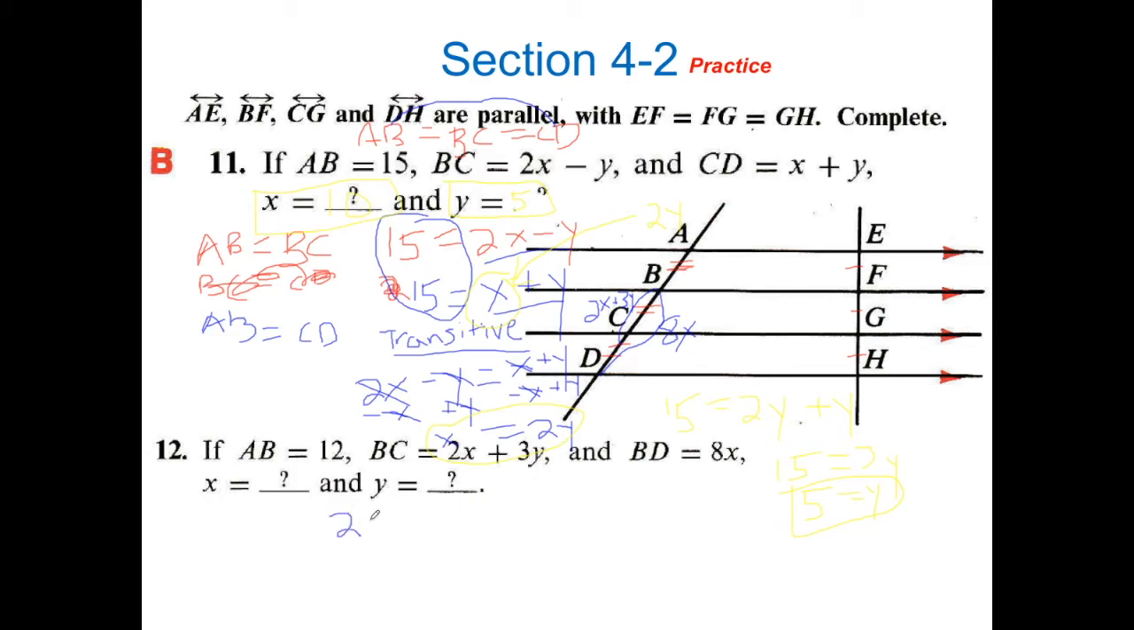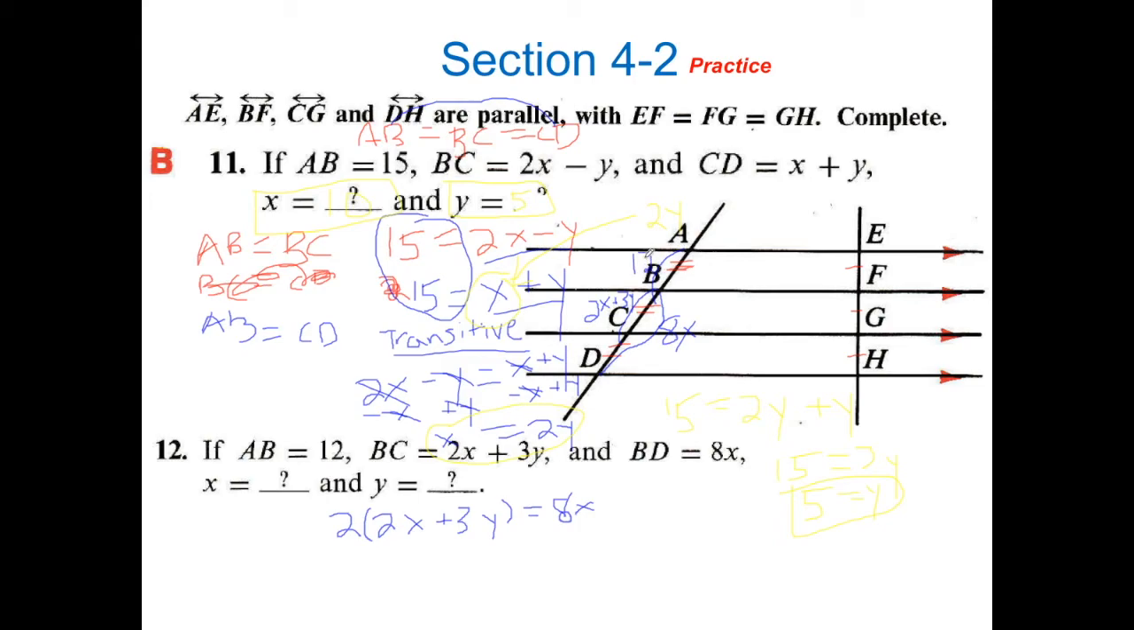What I can do is if I multiplied this segment by 2, I would get 8x, right? So I can multiply 2 times 2x plus 3y, and that would have to be equivalent to 8x. Okay, so that might be one equation that I can use in a system to solve this problem. I also know that AB is 12. This distance here is 12.